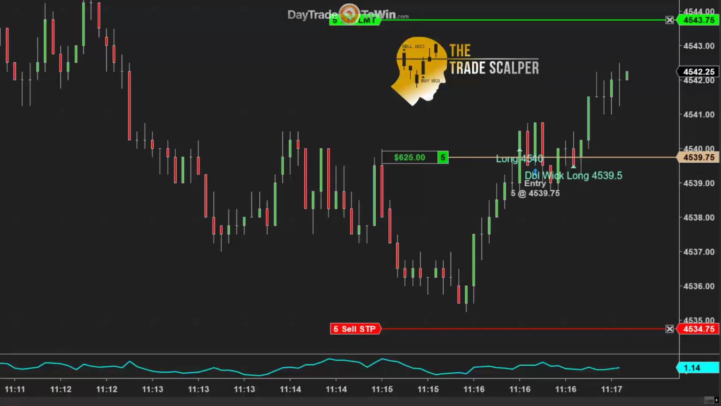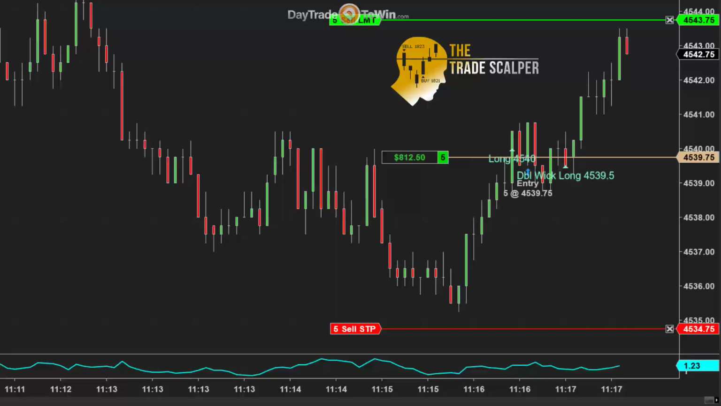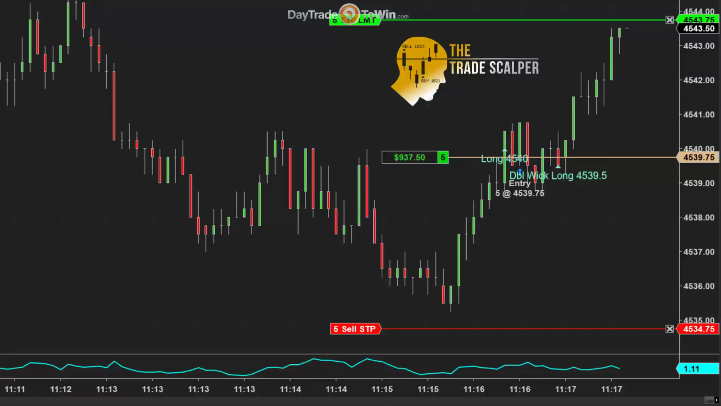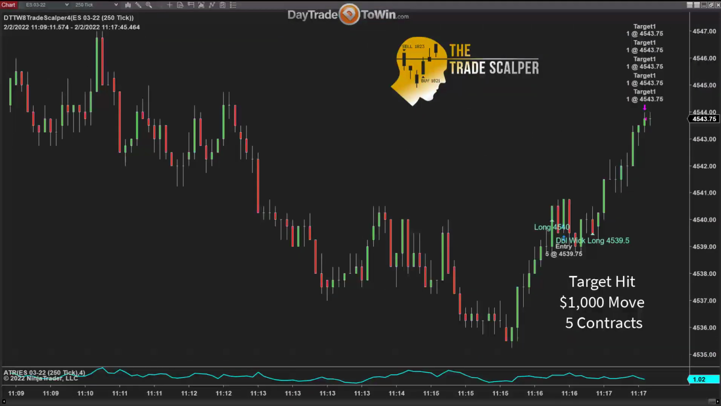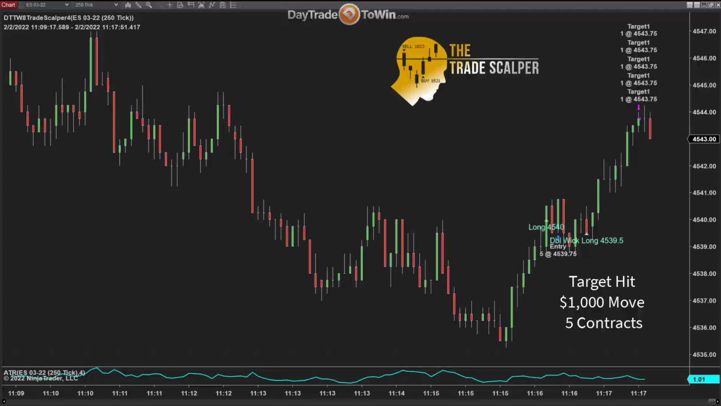But really, if you focus on the different type of chart, it provides different opportunities. And I'm going long. There's a 2.5 point target. Those are the current conditions. And now I'm out of the trade using a tick chart, using the Trade Scalper, just really following the signals.